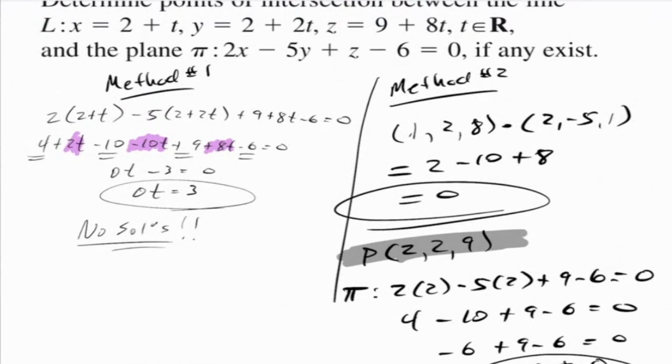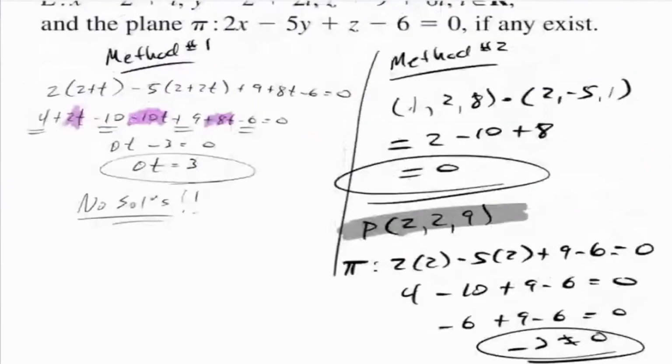So either it intersects at a point or it's parallel. And I just showed that it can't intersect at a point because they're perpendicular to one another using the dot product. Okay, so that's method 2.